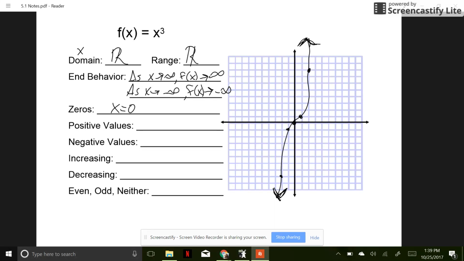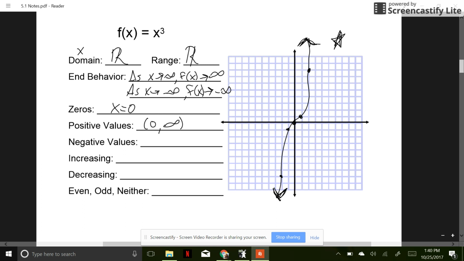Positive values are where our function exists above the x-axis. That starts where x is 0, and as we move up and to the right, all these values are positive. So our x values from 0 to +infinity are positive because they are up in quadrant 1. The negative values are where our function exists below the x-axis. We're going down and to the left, so everywhere from -infinity all the way up to 0, the values are negative.